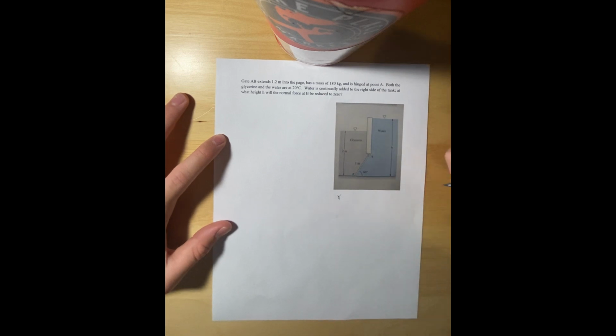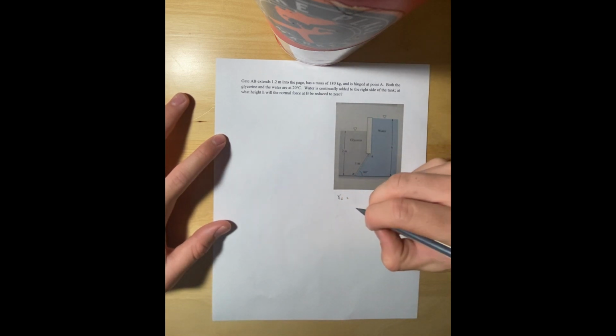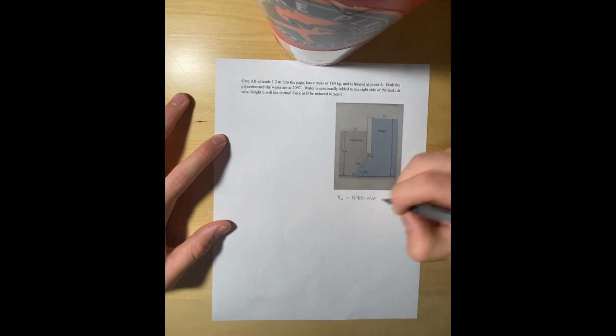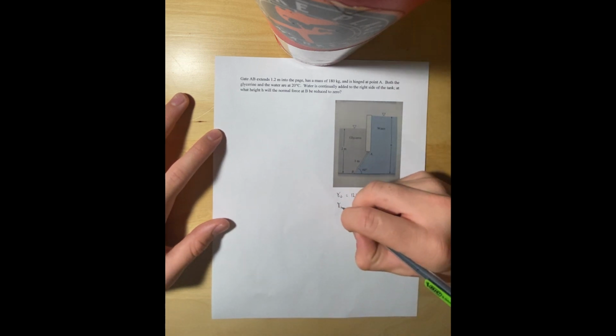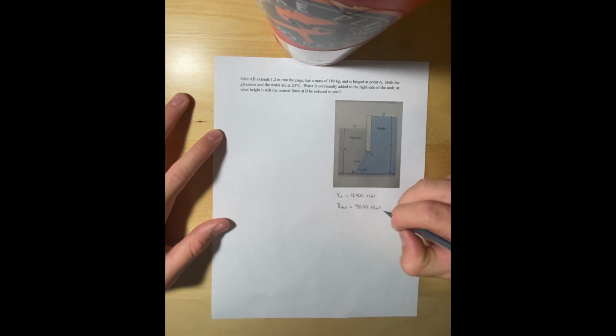glycerin, I'm just going to go with that. We're going to call that specific weight G is equal to 12,400 Newton per meter cubed, and our specific weight for water is going to give us 9,800 Newton per meter cubed, my bad.